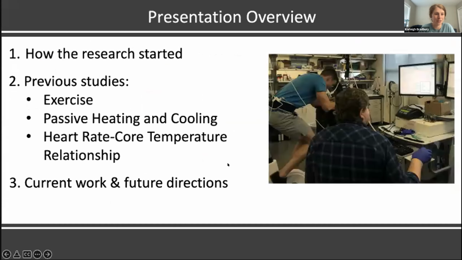So for a quick presentation overview, I'm going to talk about how we even got started studying PFOs and core temperature and thermoregulation, go into some previous studies involving exercise, some passive heating and cooling. That was all work done by a previous grad student in our lab. Talk about some more recent work looking at the heart rate and core temperature relationship between PFO positive and PFO negative subjects, and then finish up talking about our current work and potential future directions.